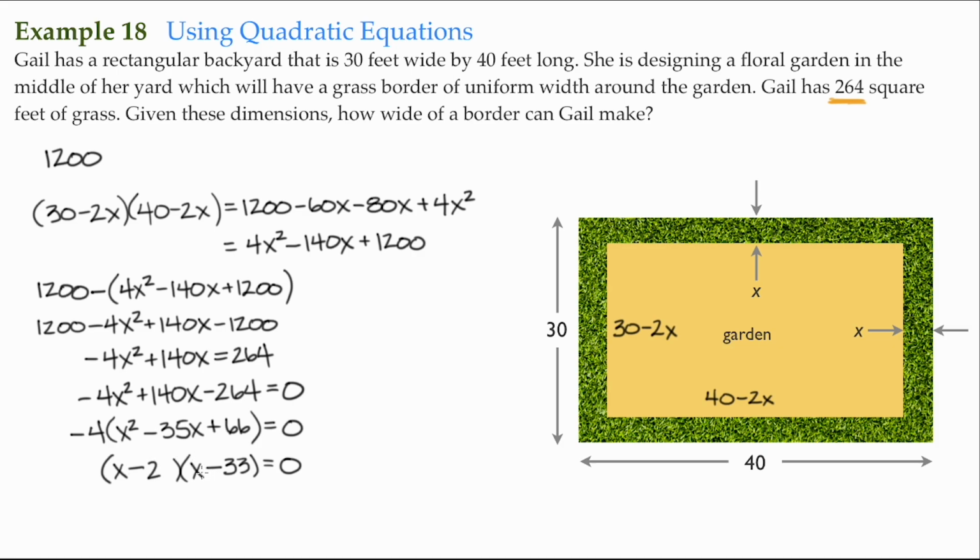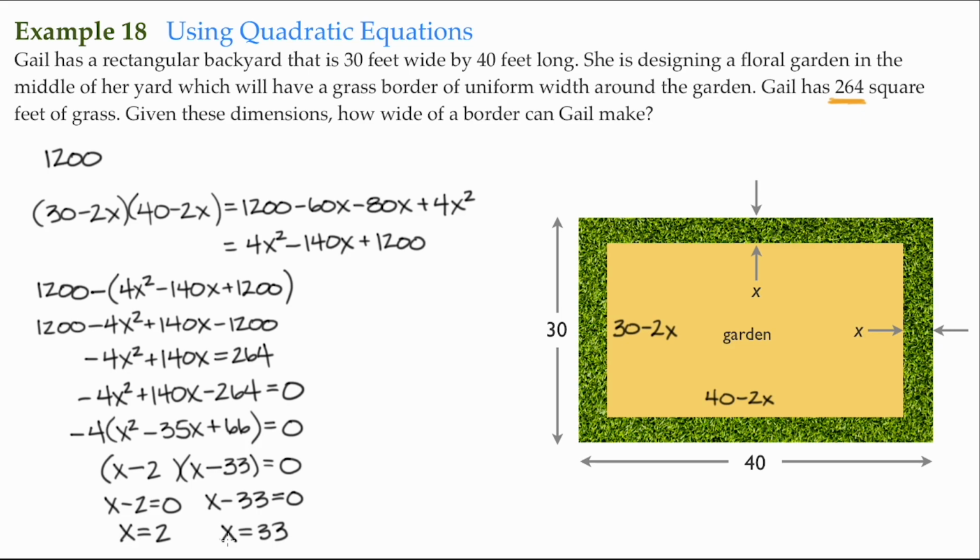Set each one of the binomials to 0. That's the zero product rule. X minus 2 is equal to 0. X has got to be 2. And x minus 33 is equal to 0. Then x has got to be 33.